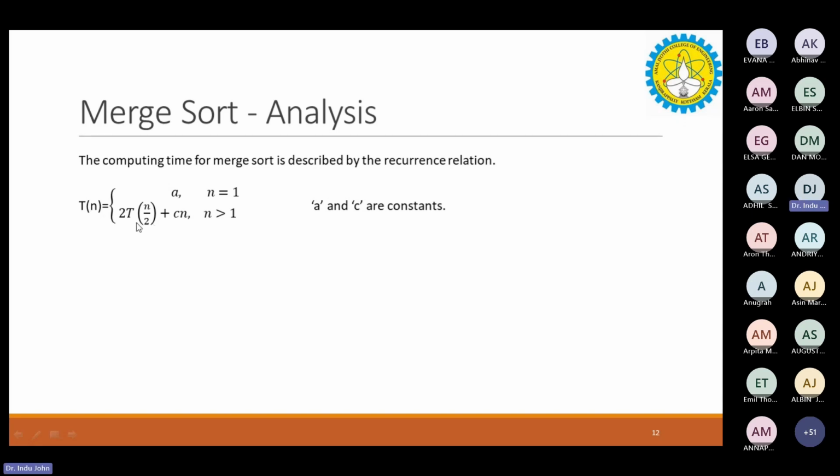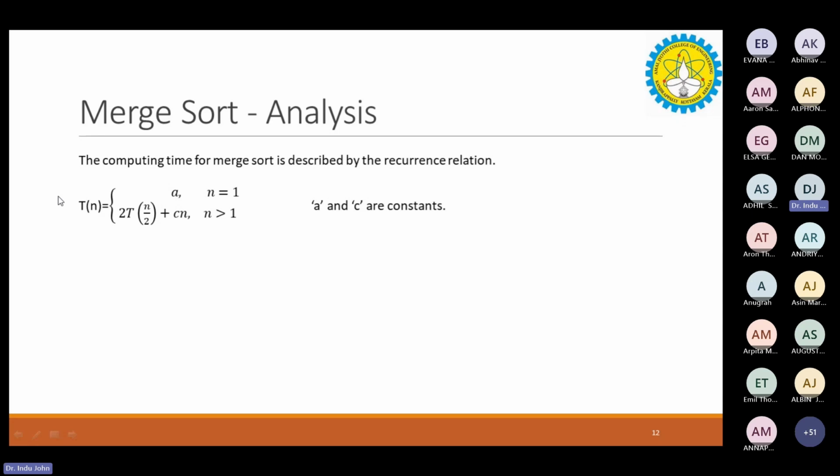And this expression is true whenever the number of elements in the array is greater than 1. If the number of elements in the array is equal to 1, then you are not doing anything specifically in the algorithm. You are just returning it as such. So the time complexity of that is represented by a constant A.